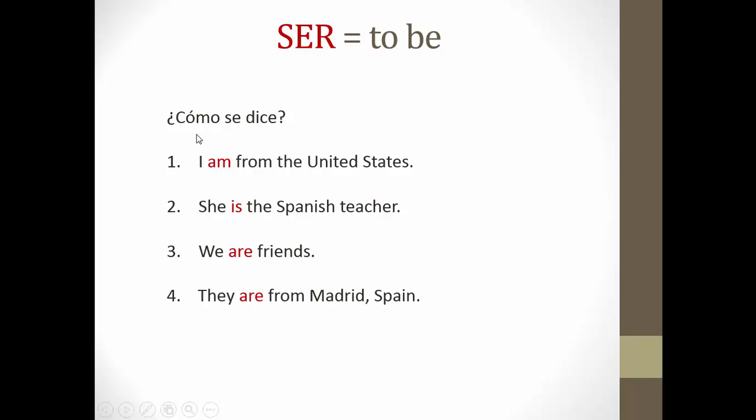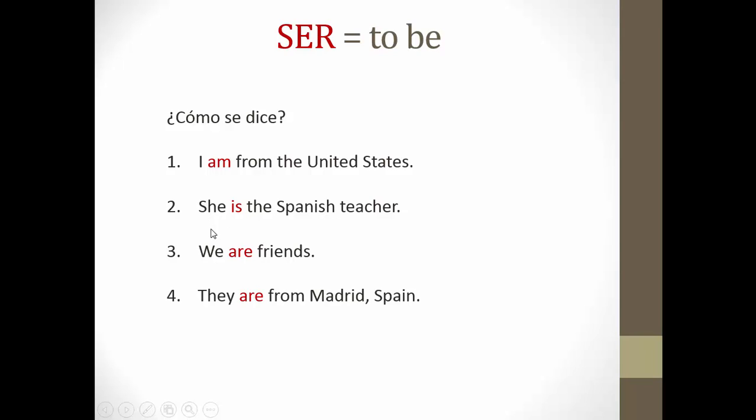Okay, let's do a little practice here, a little bit more. Ser, to be. ¿Cómo se dice? How do you say, I am from the United States? We know the best way to say this is yo soy de Estados Unidos. We're using a form of ser here, right? We said soy.